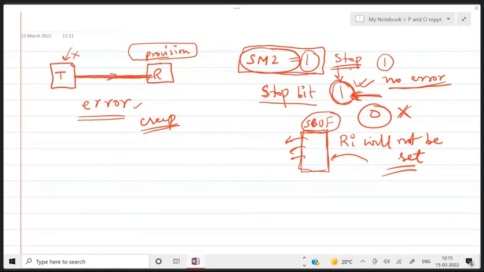So whenever the stop bit is 0 in mode 1, 2 or 3, any of the three modes, that means RI will not be set and the processor will not serve the ISR. That means the data that has been received in SBUF will not be processed, and finally it will be discarded or lost. Now come to the programmable bit in UART 9-bit transmission.